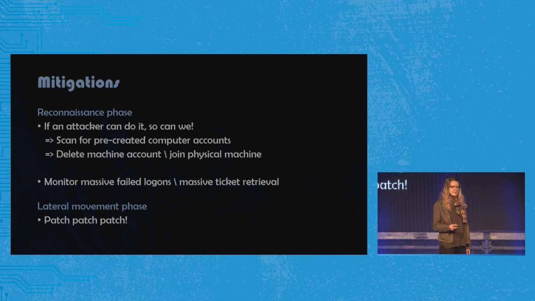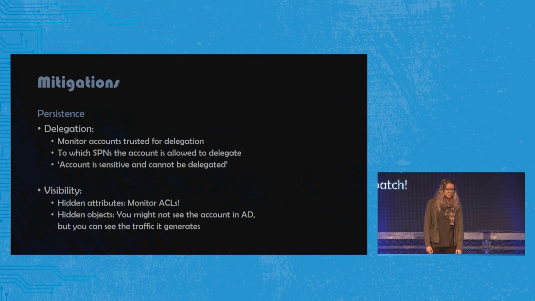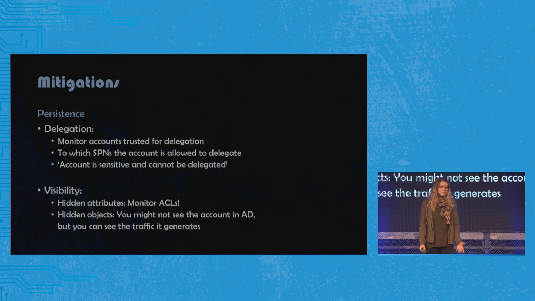Also, in order to detect someone who might be actively scanning our environment to find such accounts, we need to monitor both massive failed logon operations and massive ticket retrievals from a single domain machine, which is also very useful to detect Kerberoasting activities. Now, for the lateral movement phase that we showed, all we need to do is just patch your environments.